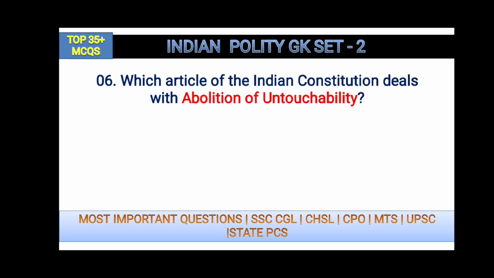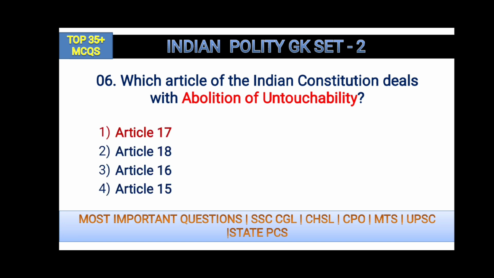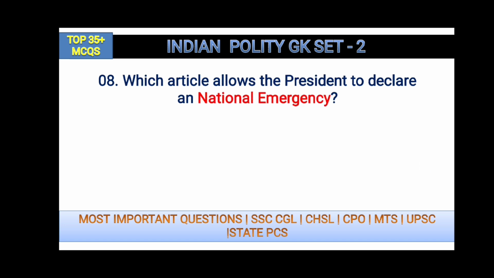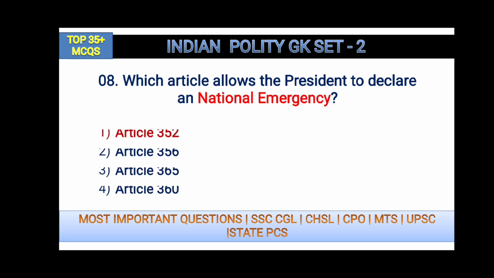Question number 6. Which article of the Indian Constitution deals with the abolition of untouchability? Article 17 deals with abolition of untouchability. How many fundamental rights are there in the Indian Constitution? In total there are 6 fundamental rights. Which article allows the president to declare a national emergency? It is Article 352, option number 1.